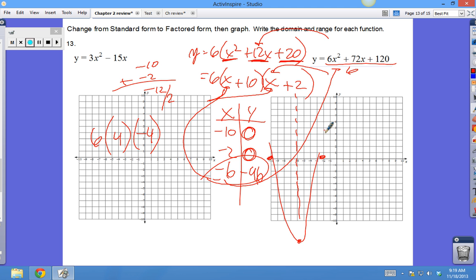My domain is going to be all real numbers, or anything on the number line from negative infinity to positive infinity. That's the same as all real numbers. My range is going to be, my lowest point is negative 96. It never is going to go lower than negative 96 on the y, but if it continues, it's going to go forever up and down to infinity.